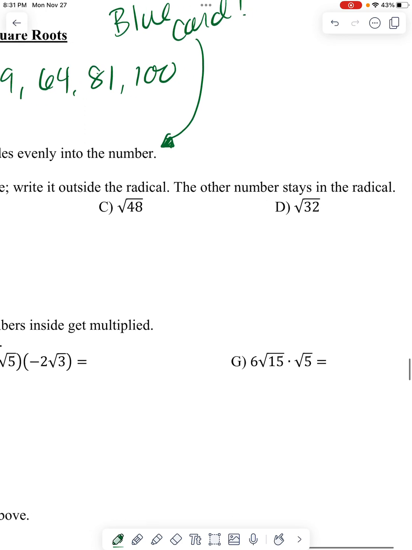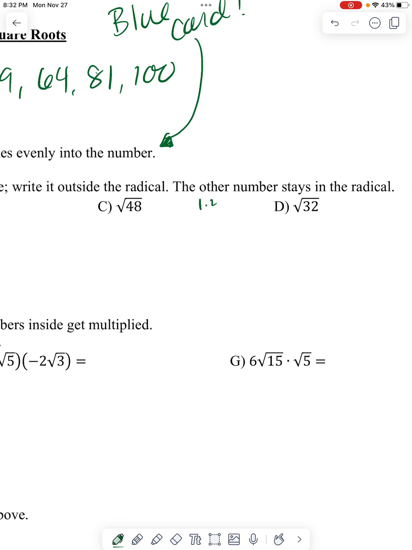Now in 48, you're going to see on your blue card a couple different options. You have 1 and 48, 2 and 24, 3 and 16, 4 and 12, and 6 and 8. I started doing 24 instead of 48 for some reason, sorry.